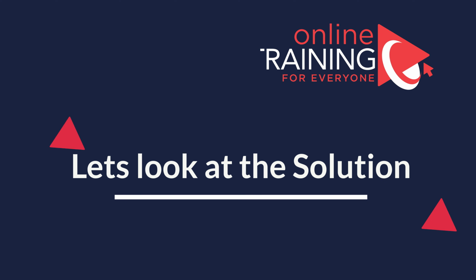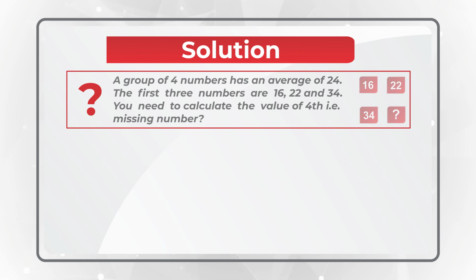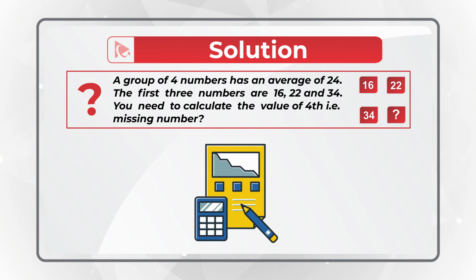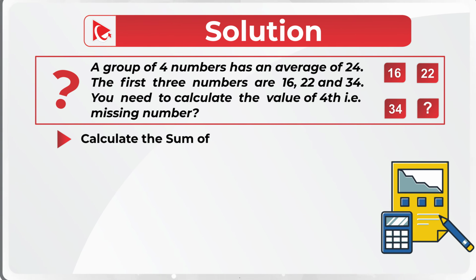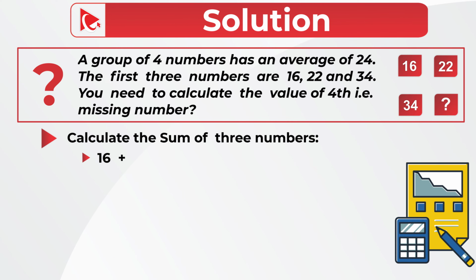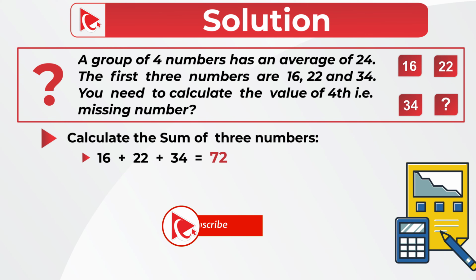Obviously, to solve it, you can plug in one of the 4 solutions instead of the missing number, and calculate the average to see which one is correct. But we're going to take a different route. In the first step, we're going to calculate the sum of the 3 existing numbers. 16 plus 24 plus 34 equals 72.